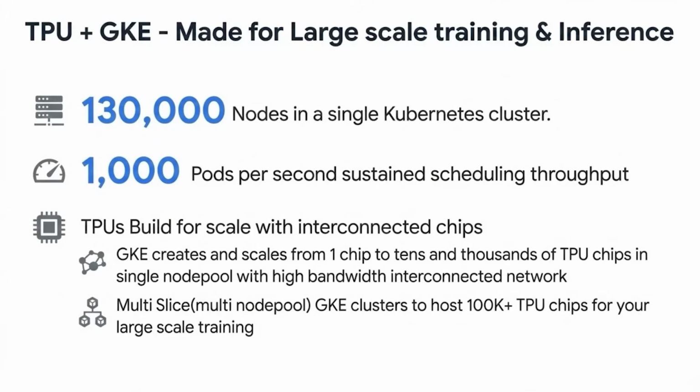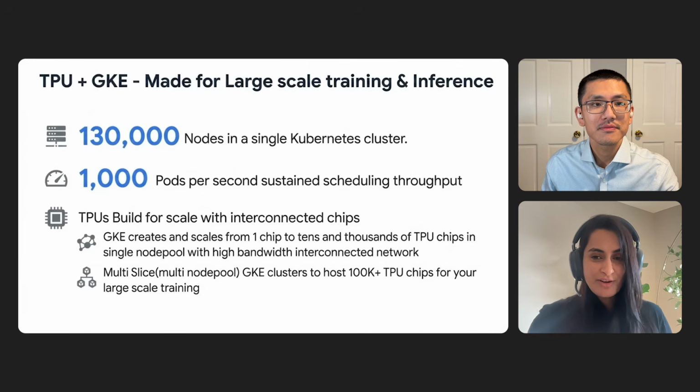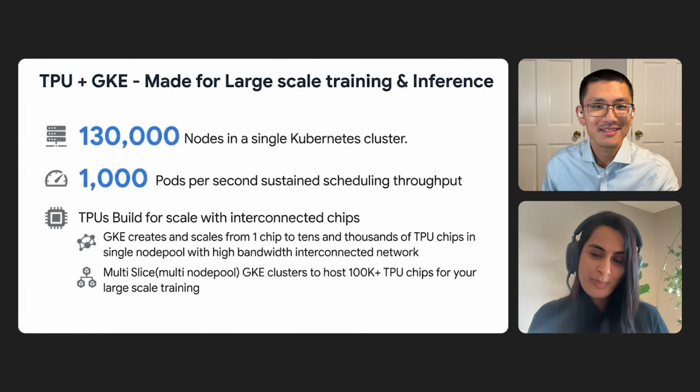Awesome. Let's move on to talk more about AI optimized scale and efficiency. Let's talk about how TPU and GKE are made for your scale, for large scale training and inferencing. By combining TPU hardware with GKE's orchestration, we move beyond raw performance to goodput. Goodput is the actual amount of useful training work done.